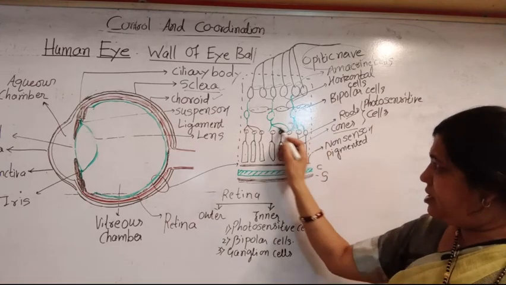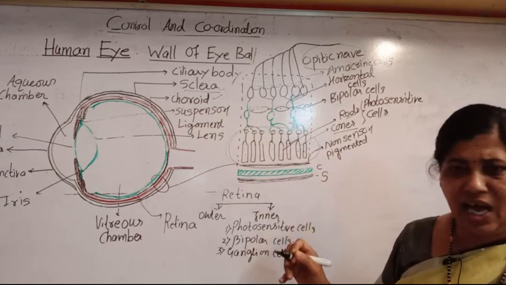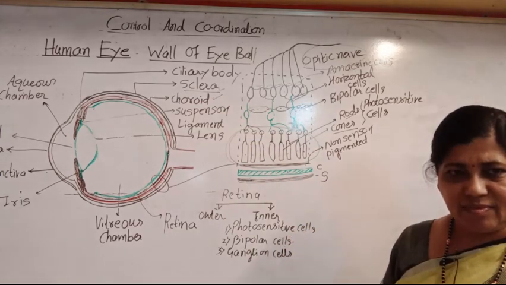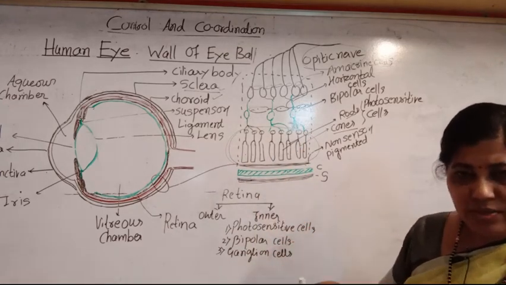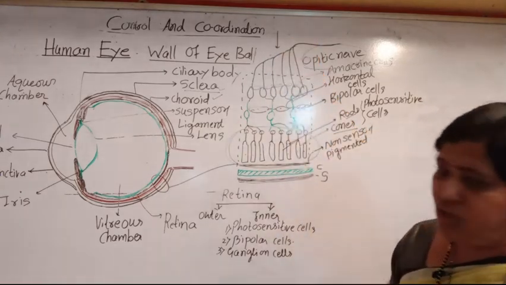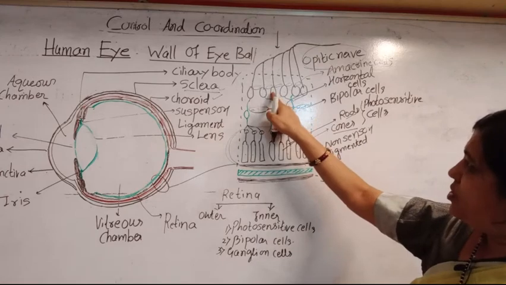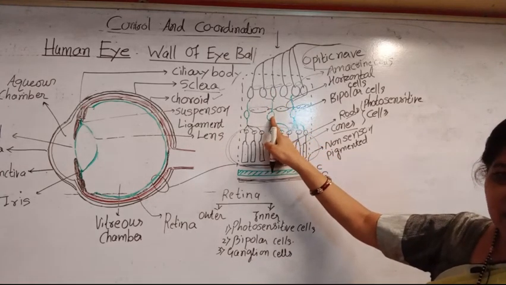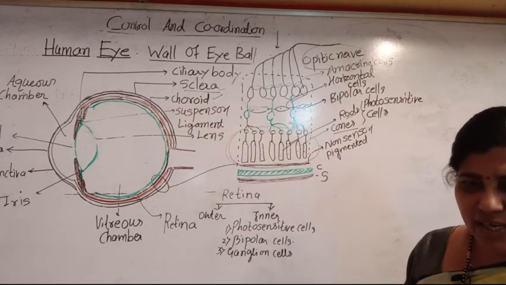These cells are light sensitive cells, but in the retina, light sensitive cells are situated deeply. So when light rays fall on the retina, light rays pass through first the ganglion cell, then the bipolar cell before reaching the photosensitive cells. Okay.